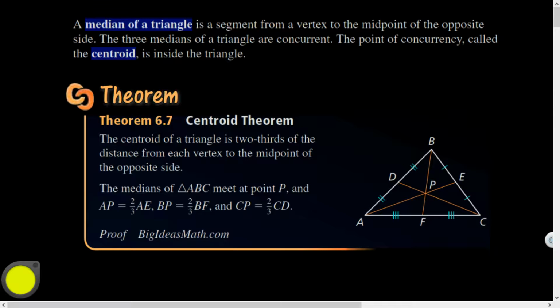Today we are talking about two new types of special segments. Well, I guess maybe you're familiar with one of them anyway. Within triangles, they will have some interesting outcomes.